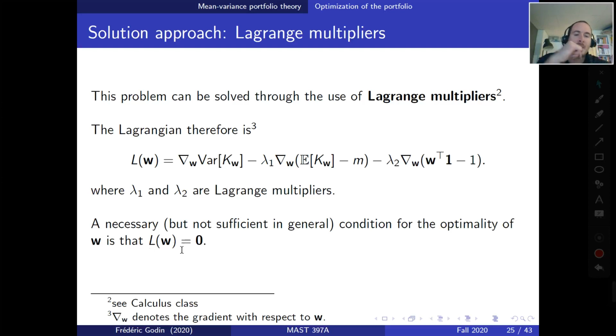So with Lagrange multipliers, our strategy to find the optimal W is to define the Lagrangian, which is the gradient of the objective function we're trying to minimize, minus Lagrange multipliers times the gradients of the quantities which must be equal to 0. Then we set that to 0 and find the W and Lagrange multipliers lambda 1 and lambda 2 which solve this equation.